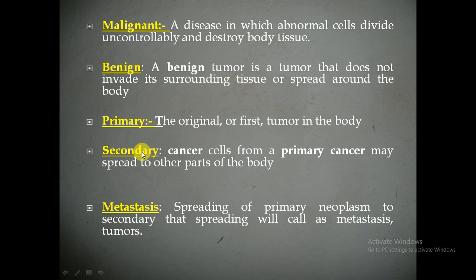Secondary neoplasm: there will be multiplication of the neoplasm, right? That is, the abnormal cells will multiply from one cell to another organ part of the human body. That spreading of the abnormal cells to other parts, we'll call it a secondary neoplasm. Here you can see spread to other parts of the body, we'll call it a secondary neoplasm. That spreading from primary to secondary, we'll call it metastasis. Stasis is nothing but spreading.